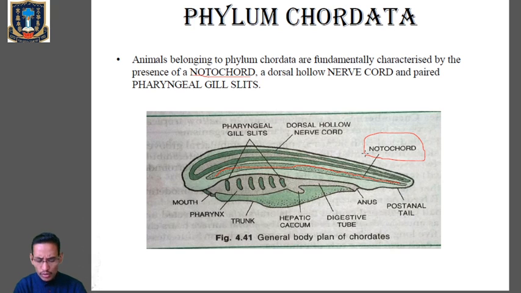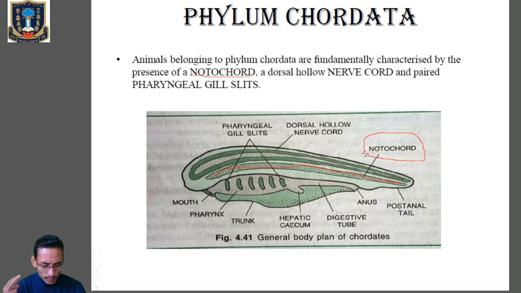Now this notochord may be present throughout the life of an organism, or it may be present only during the embryonic life. If it is present in the embryonic life only, later on it will be replaced by the vertebral column, the backbone. Clear?